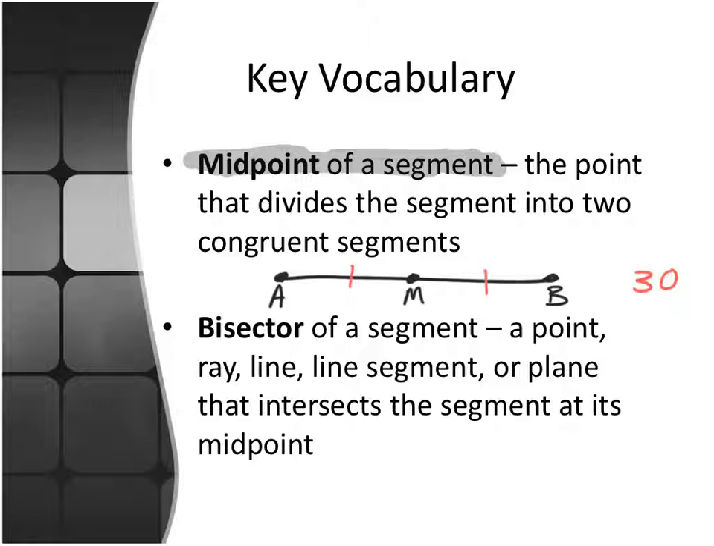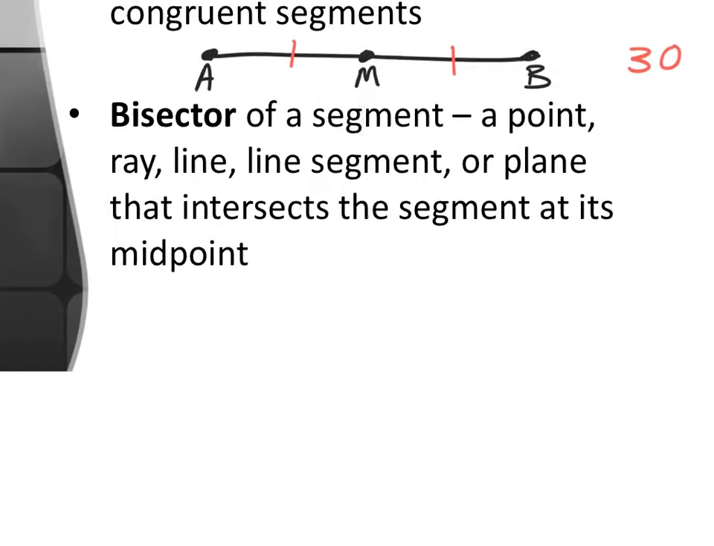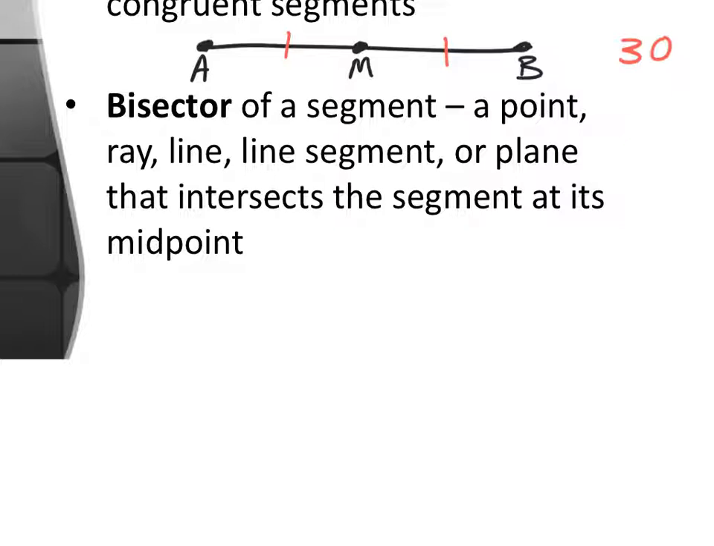And this next term, a bisector, is going to be a word that we use a lot. A bisector of a segment can be a point, it can be a ray, it can be a line, it can be a line segment, it can be a plane that intersects the segment at its midpoint. I'm going to scroll up a little bit here, and I'll show you what I mean.